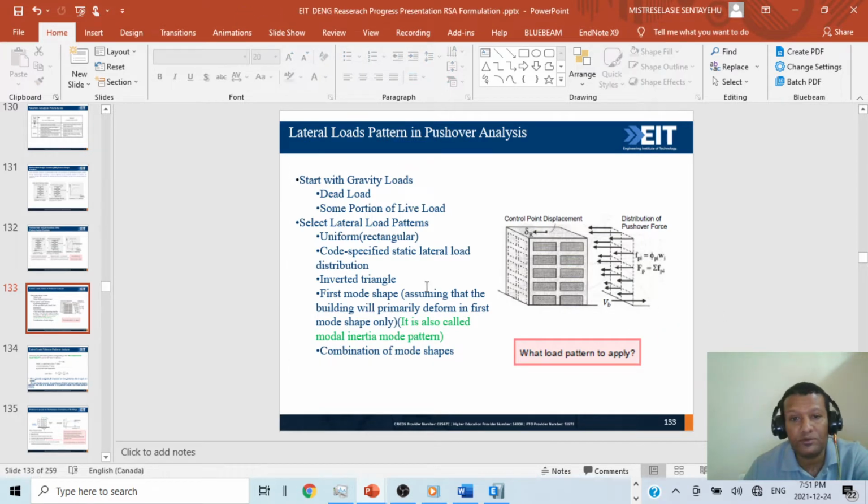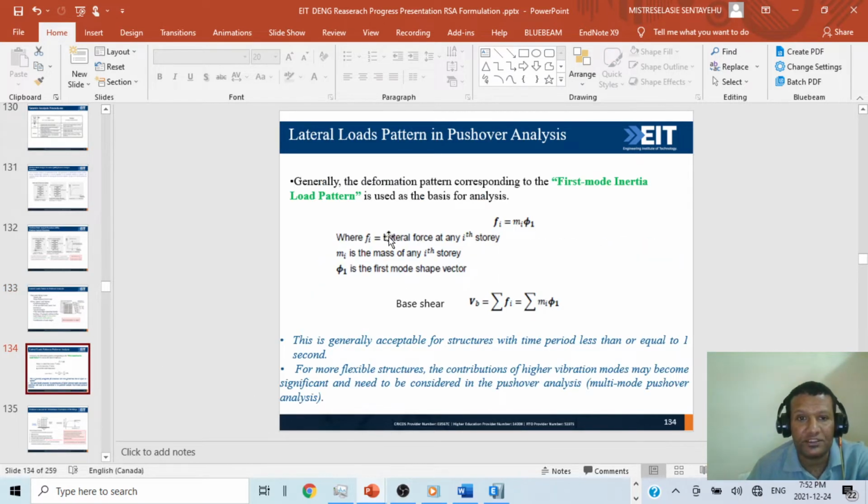So it is also called the modal inertial mode pattern. This is the first mode forces. Then the combination of mode shapes. In multi-mode shape pushover analysis, we will see that different modes, first mode, second mode, third mode, fourth mode, will each be applied, and the responses from the first, second, third, fourth and higher modes will be combined by SRSS to find the final response of the structure.